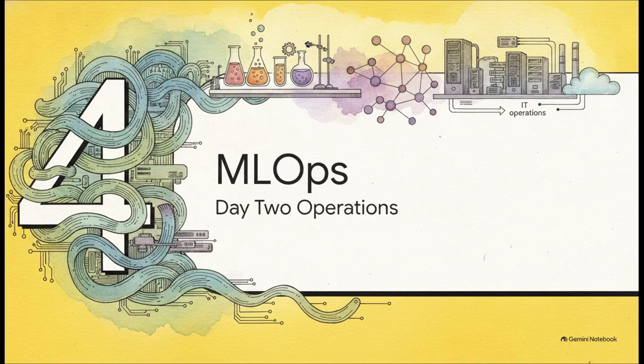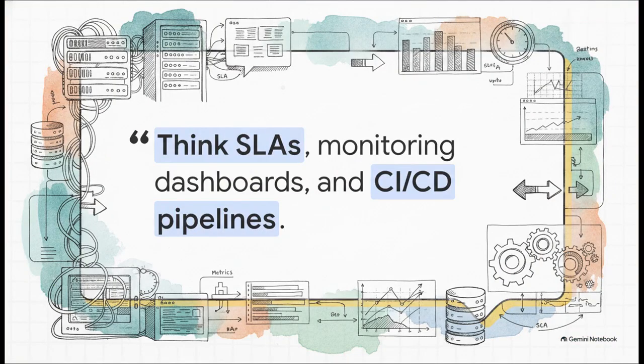Section 4. MLOps Day 2 Operations. So, let's say you've trained your model on perfectly labeled data, and your precision and recall metrics look totally fantastic in the lab. Well, what happens next?